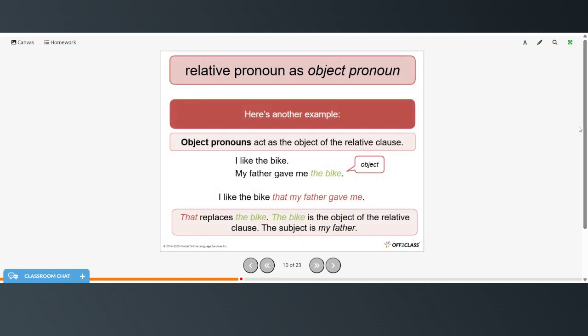Here's another example. Object pronouns act as the object of the relative clause. I like the bike. My father gave me the bike. I like the bike that my father gave me. The word that replaces the bike. The bike is the object of the relative clause, and the subject is my father.